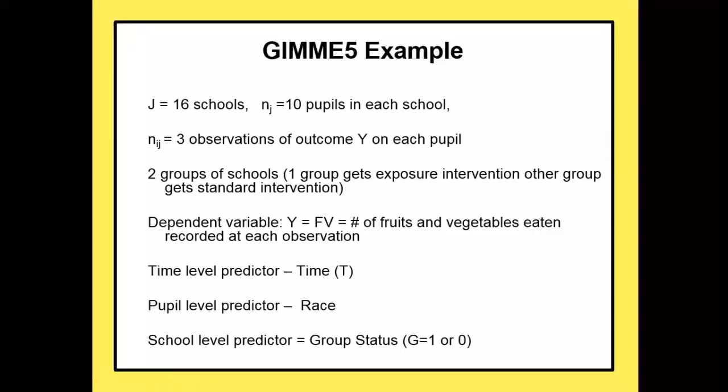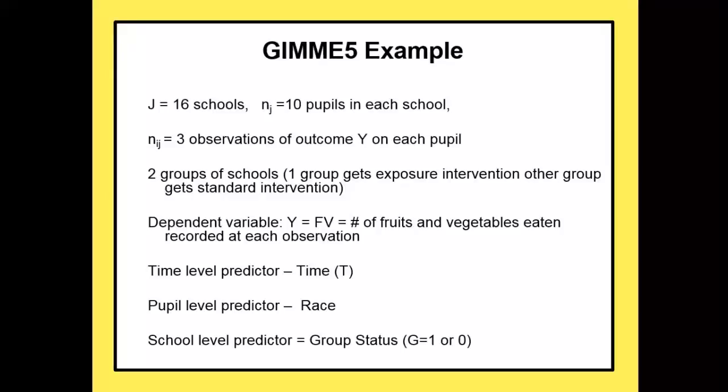There are a number of ways to do it, but the way I'm going to describe here is we have 3 levels. We have a time level predictor, because there were measurements at 3 different times, so we have 3 outcomes at 3 different times. Then there's a pupil level predictor, maybe the race of the student, or their age, or their SES level, or something like that. Then a school level predictor might be what group they're in. That's a school level predictor.